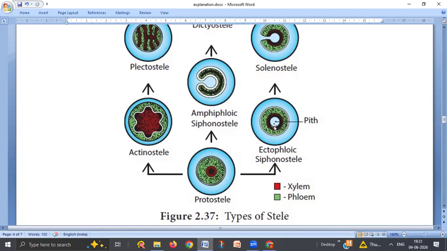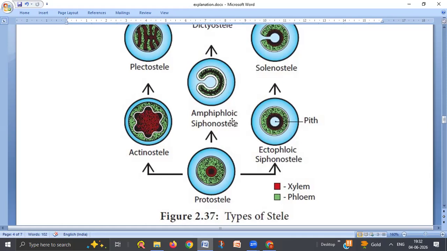In the siphonostele we see pith or medulla at the center, surrounded by xylem, and it is surrounded by phloem. It is called ectophloic. Why? Ecto means outside. The phloem is outside the xylem, so it is called ectophloic. Amphiphloic means the phloem is present on both sides of the xylem. Xylem at the center, and on both sides there is phloem, so it is called amphiphloic.